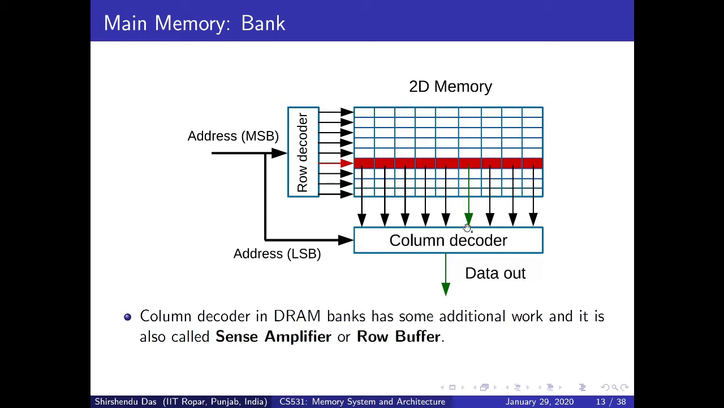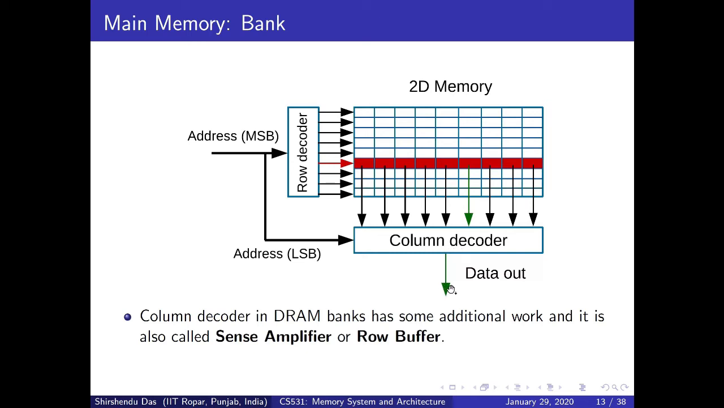But we don't want all this information. We only want, for example, suppose instead of column 1, we want to read this column. Then we only want this column. So the column number will be supplied through this. And after supplying this column number, this column decoder will allow to pass only the information of this green color column through this data out path.